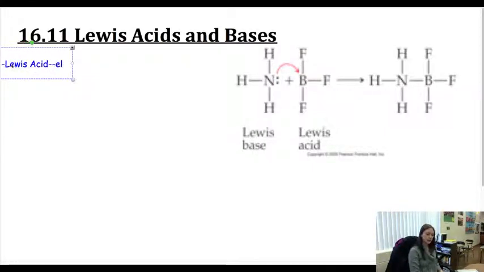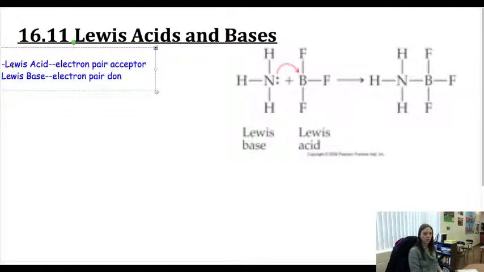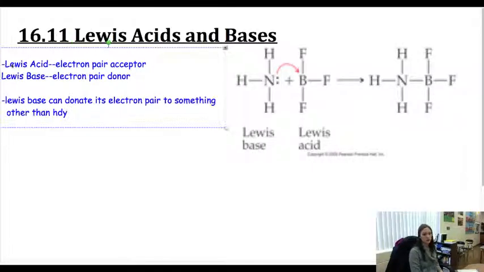A Lewis acid is an electron pair acceptor, and a Lewis base is the electron pair donor. So a Lewis base can donate its electron pair to something other than hydrogen, because there are things that act as acids that do not have these hydrogens. So here we're looking at N donating its pair of electrons to boron. So this would be my Lewis base, and boron would be my Lewis acid.